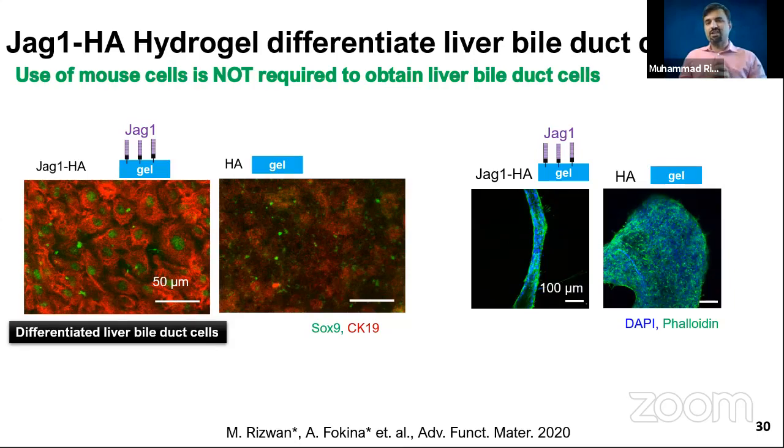So basically we looked at focal adhesions. Focal adhesions are how cells attach to the surface. They make these tiny adhesions.